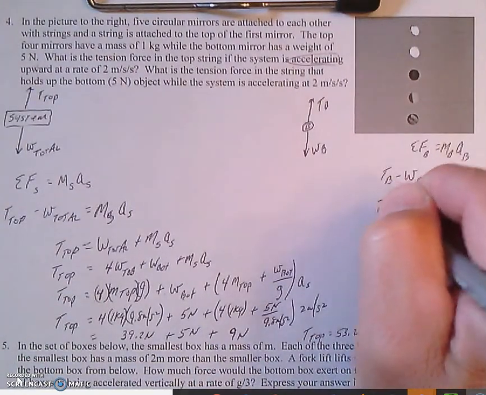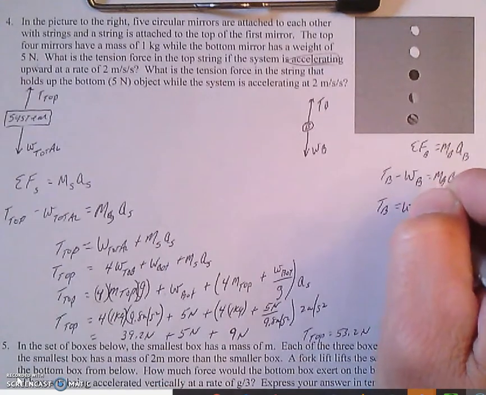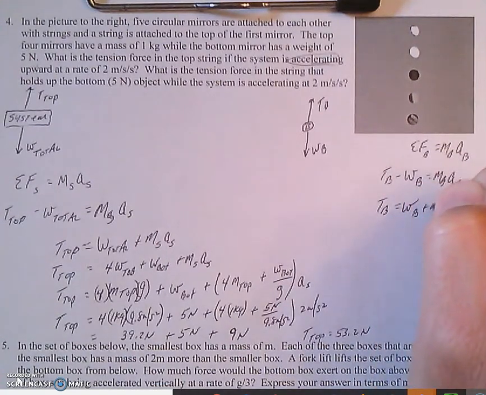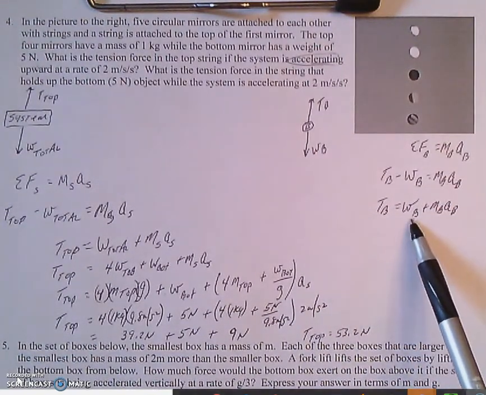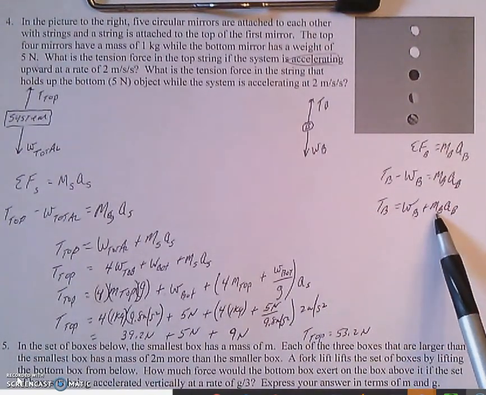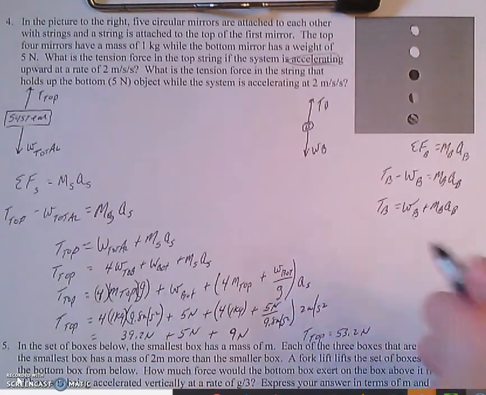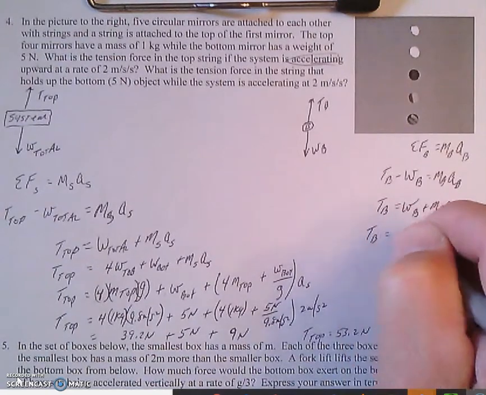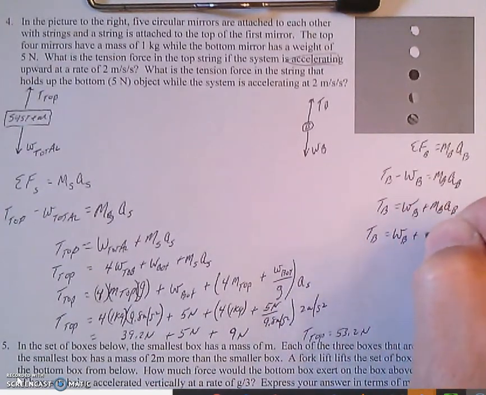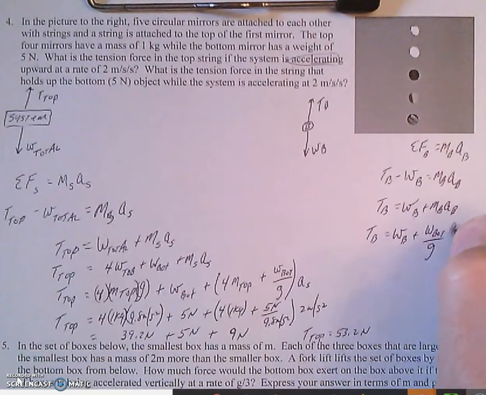Well, so that tension in the bottom string is going to equal the weight of the bottom object plus the mass of the bottom object times its acceleration. We know that's 5. We know that's 2. We don't know the number there, but we've got to take the bottom weight divided by g to get us that. So T_b is equal to the weight of the bottom plus the weight of the bottom divided by g times the acceleration of the bottom. Probably should just leave it as b there.